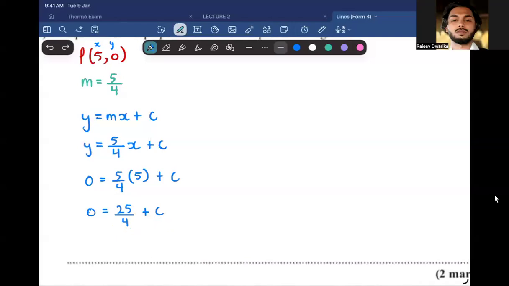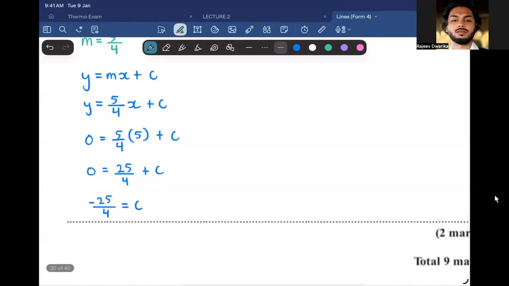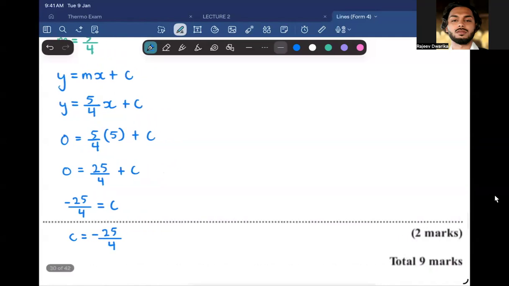So if I move across 25 over 4, it's going to turn to minus 25 over 4 is equal to C. From there, you can switch it around. So if you switch that around, C is going to be equal to minus 25/4. That's one way you could do it. Or you could swap the left-hand side with the right-hand side, right? 25 over 4 C is equal to 0.